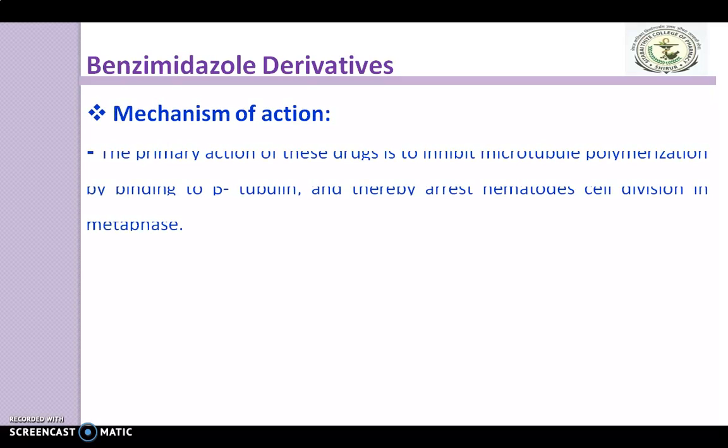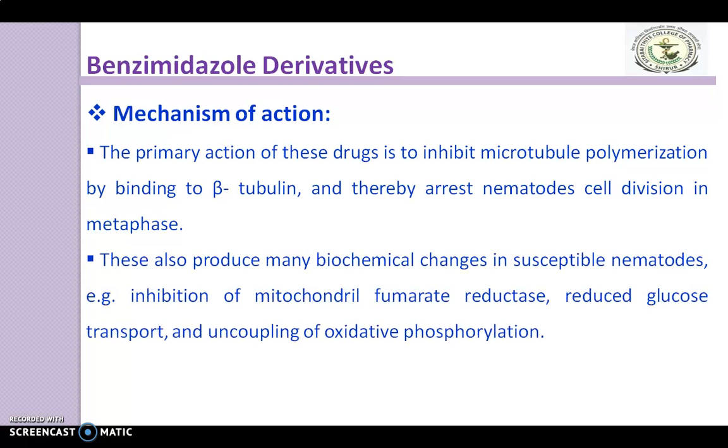Next is the mechanism of action of benzimidazole derivatives. The primary action of these drugs is to inhibit microtubule polymerization by binding to beta tubulin and thereby arrest nematodes' cell division in metaphase. These also produce many biochemical changes in susceptible nematodes, for example, inhibition of mitochondrial fumarate reductase, reduced glucose transport and uncoupling of oxidative phosphorylation. All these effects are responsible for the death of the worm.